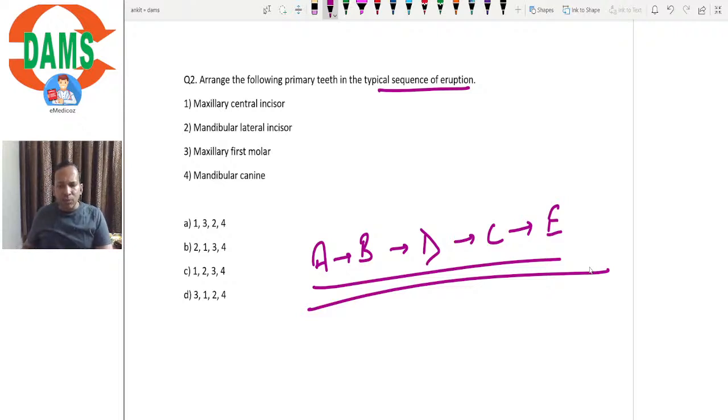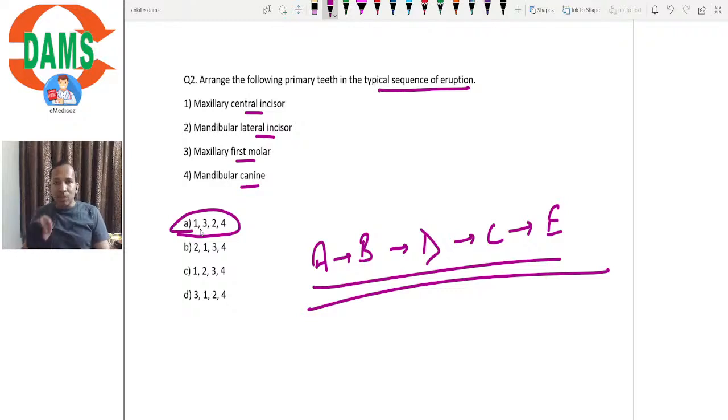Is this the correct sequence or do we need to change something? Right, so the central incisor, then lateral incisor, then first molar, and then canine. So what would be the correct sequence? It would be option A. Yes, mandibular central, then lateral, then first molar, and then canine. Since here we have a mixture of mandibular and maxillary teeth, overall the anterior teeth will erupt before the posterior teeth, right?